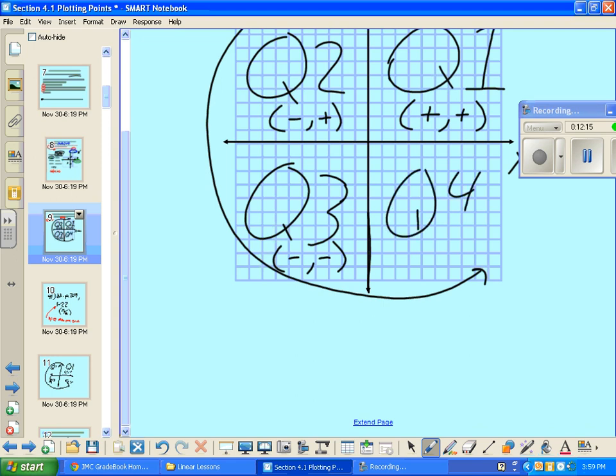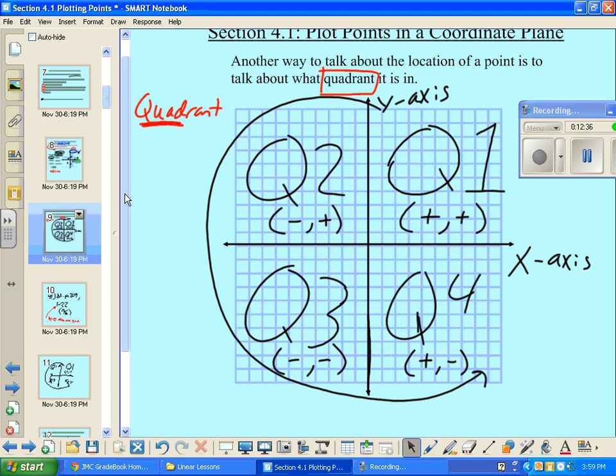And then the last quadrant, quadrant 4. In quadrant 4, we've gone to the right on the x-axis, so the first number is positive. But then we've gone down on the y-axis, so the second number is negative. So all points in quadrant 4 will be positive, negative. This may be a little review for the students. Some may have seen this, but it's just another way we talk about locating points in the coordinate plane. We talk about the different quadrants the points could be in.